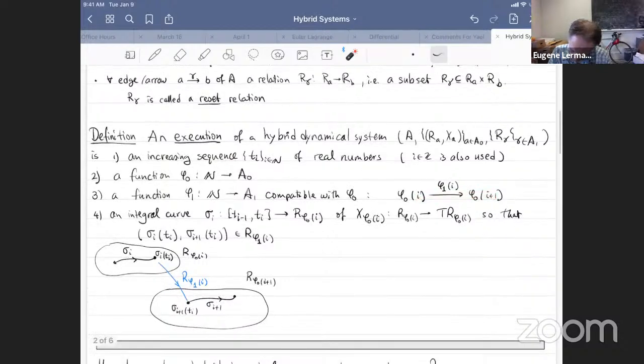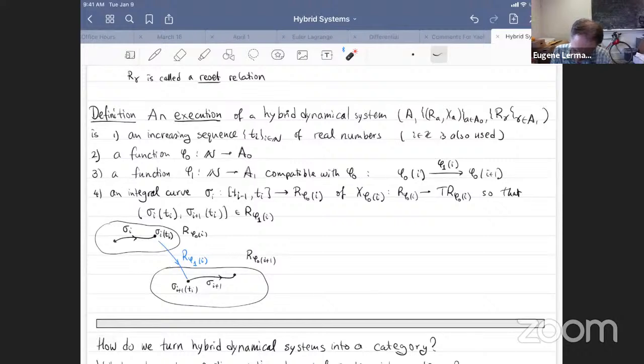Now I'll draw a picture, well, the picture is down here. You could look at it while I'm talking. And then I want integral curves in my manifolds of the corresponding vector field. So remember, once we have a node in our graph that's attached to this hybrid dynamical system, we have a phase space, a manifold, and I'm calling it R. So sigma should be an integral curve of this vector field inside this manifold.